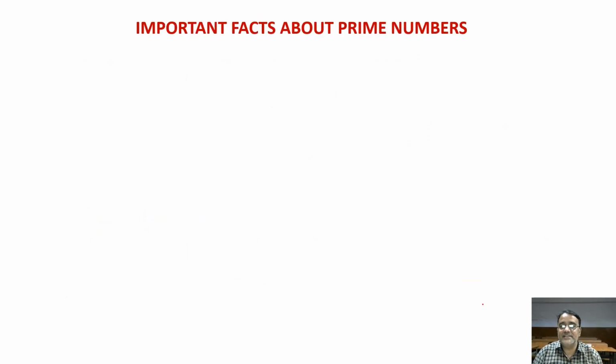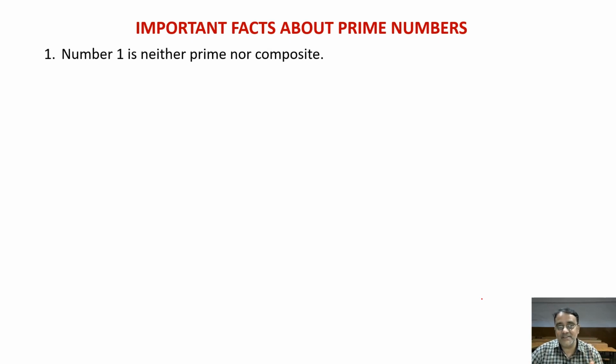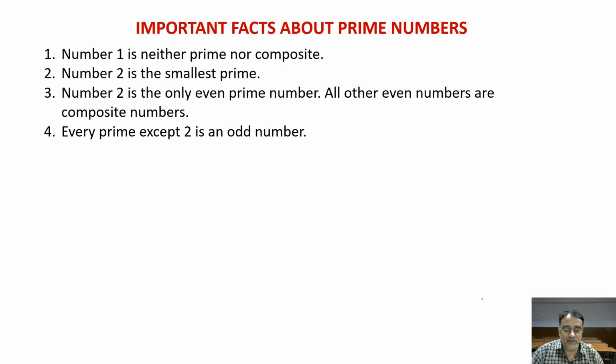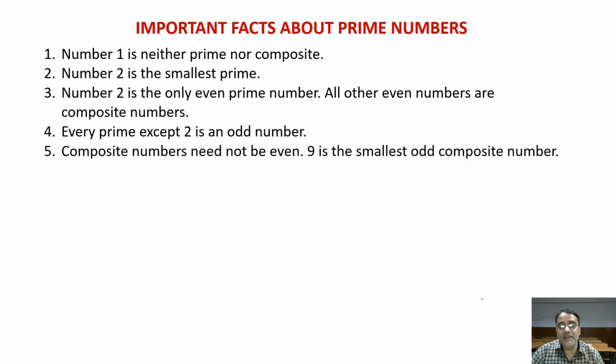Okay. So now we'll see some important facts about prime numbers. First, the number 1 is neither a prime number nor a composite number. Number 2 is the smallest prime number, and number 2 is the only even prime number. All other even numbers are composite numbers. Every prime except 2 is an odd number. Composite numbers need not be even. 9 is the smallest odd composite number. A composite number is not always even, and 9 is the smallest odd composite number.